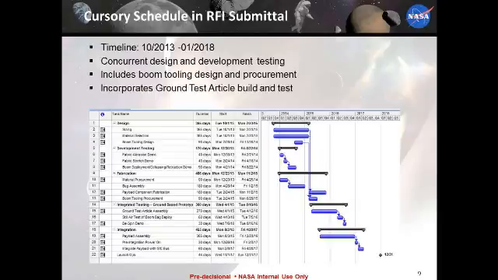So we would need to have tooling that can heat the composite without having to go into an autoclave. So it would be special tooling, and we've accommodated for that in the schedule. It also incorporates a ground test article build and test program.